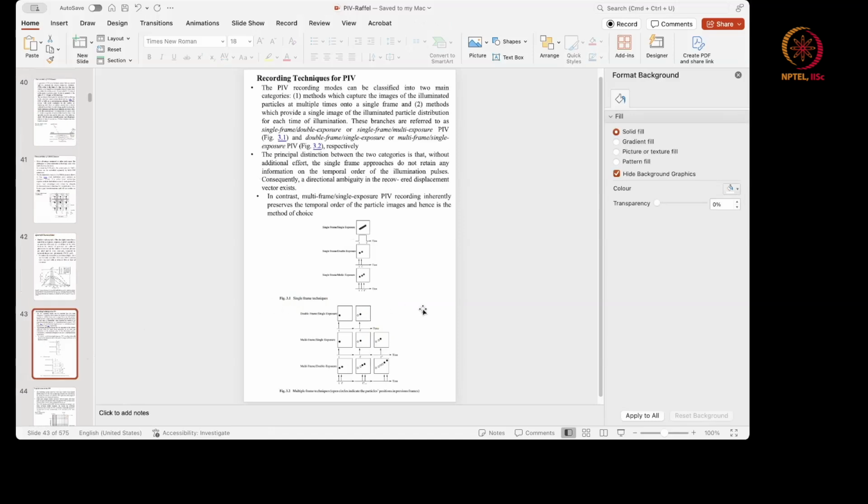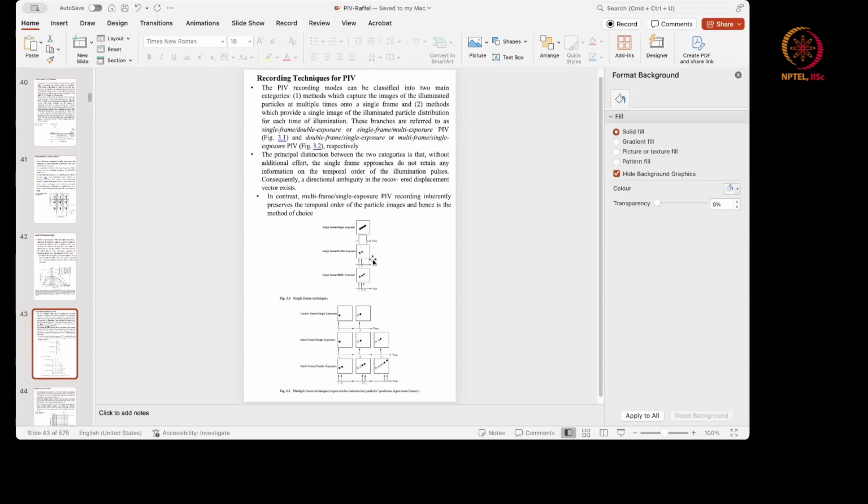Okay, so how does a PIV recording actually happen? As you know, PIV recordings can now be classified into two categories. One is that you can capture the particles multiple times on a single frame. If you look at this figure, you can see a single camera exposure, single frame, single exposure. If you keep the time of exposure too long, the particle will become a streak. So this is the camera opening and closing time, T and T prime.